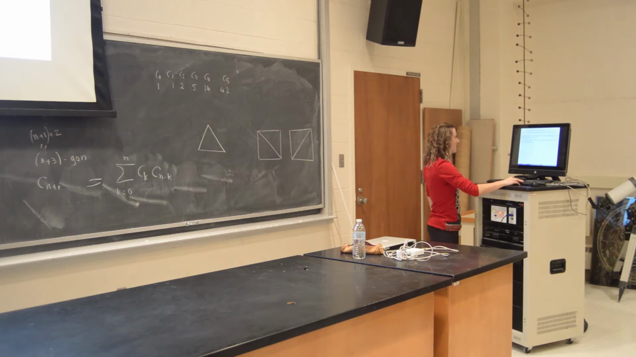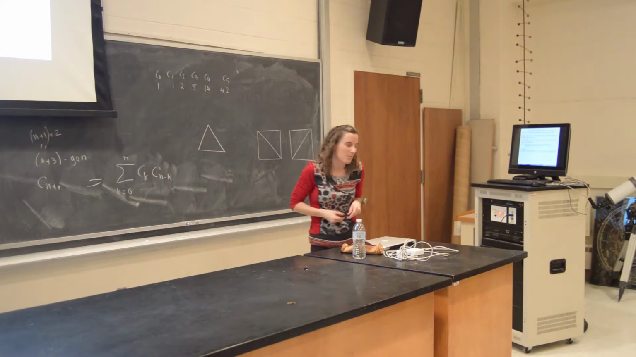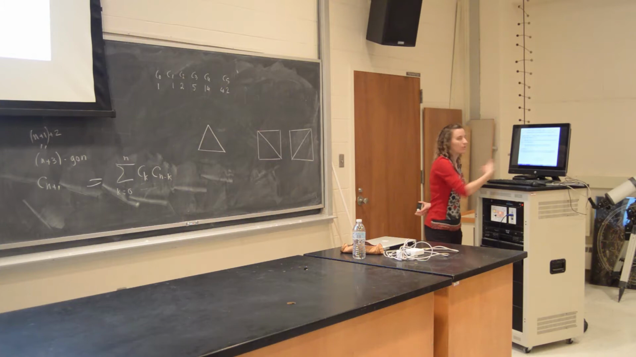So this is what I'm saying here, right? It's the number of ways we can choose 2k people out of n, times the number of ways 2k people can shake hands without crossing hands, which is C_k. And so this is why the formula is what it is.